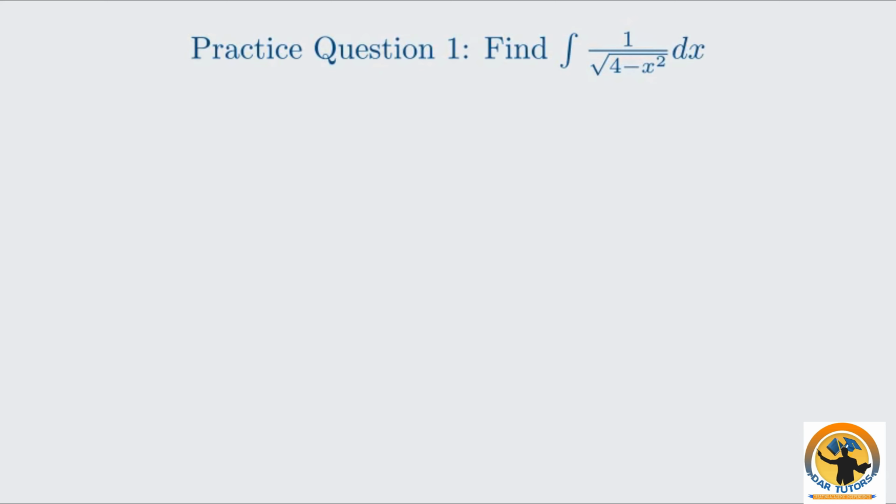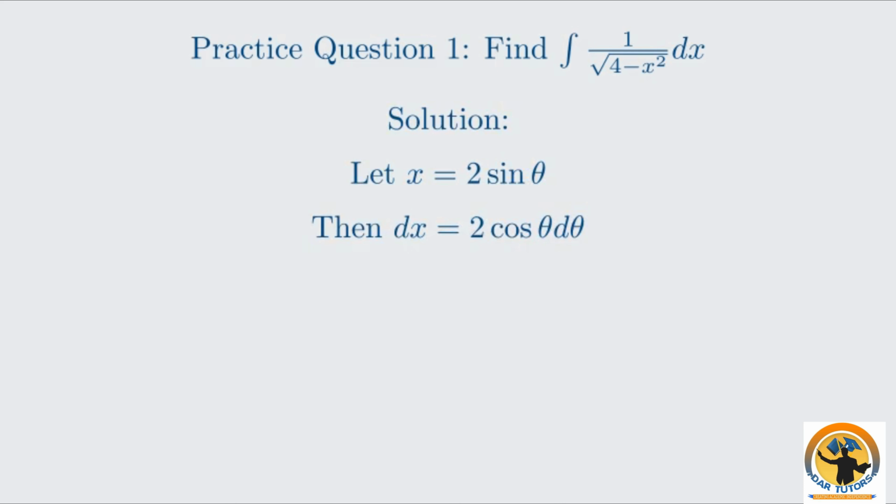Let's analyze this integral. It contains the term the square root of 4 minus x squared, which is of the form the square root of a squared minus x squared, where a is 2. This is a classic case for trigonometric substitution. We'll use the substitution x equals 2 sine theta. This means dx is 2 cosine theta d theta.